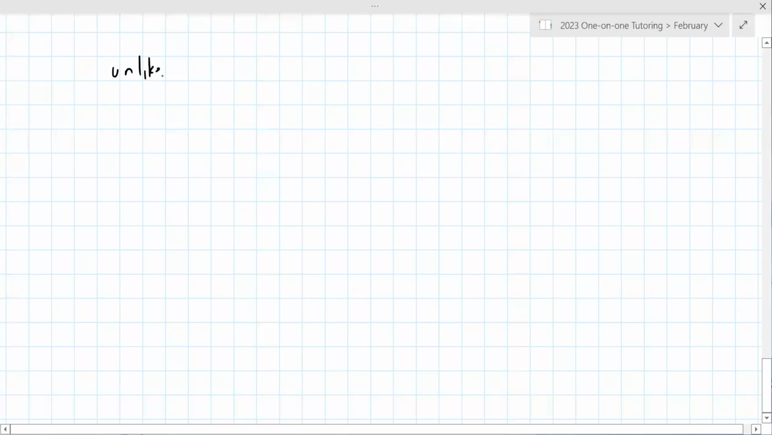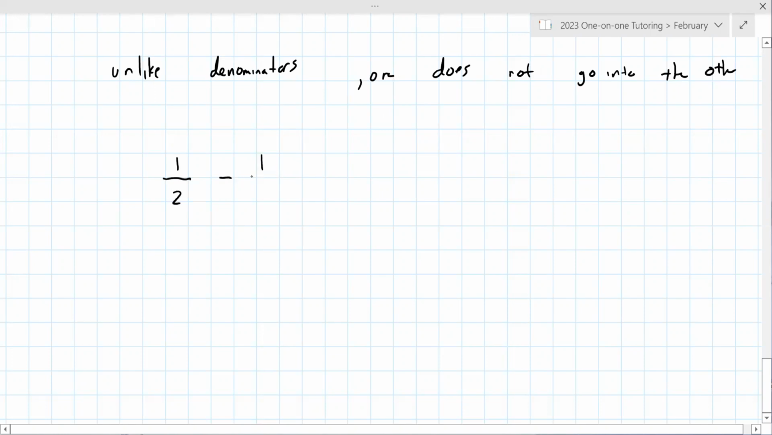This is more unlike denominators, but what the difference is now is that one does not go into the other. So for example, let's say I wanted us to subtract 1/2 minus 1/3. Do you see that 2 cannot go into 3 and 3 cannot go into 2? Yeah. And so this means we have to do something different. The difference here is that you use the bottom number of the other fraction, and that's what you multiply the other fraction by.